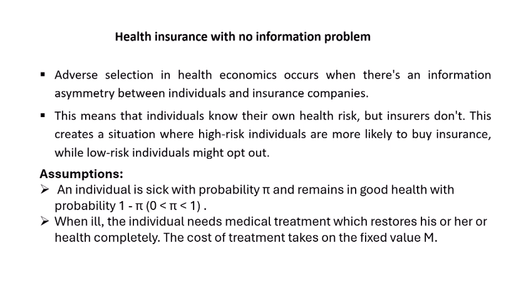To understand things clearly, let's first imagine there is no information problem. Here is the setup. With probability pi, the individual gets sick. With probability 1 minus pi, they stay healthy. The cost of treatment if sick is M, income is Y.